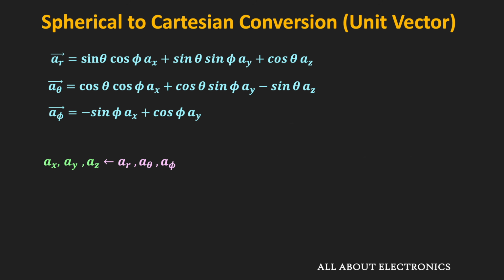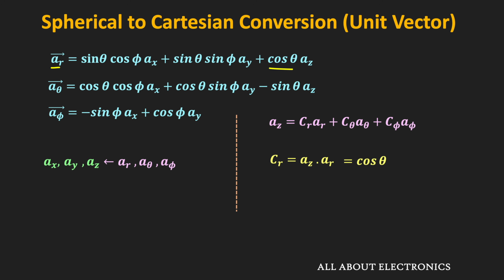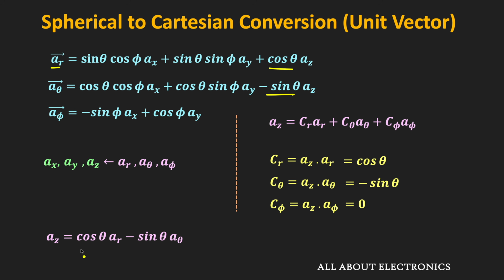Here, once again, this az can be given by this expression, and here this cr will be equal to az dot ar. If we perform this az dot ar with this expression, then we will get this last term, that is equal to cos theta. Likewise, this c theta will be equal to az dot a theta, and in this case it will come out as minus sin theta. And similarly, this c phi is equal to az dot a phi, which in this case will be equal to 0. That means here this az will be equal to cos theta times ar minus sin theta times a theta.